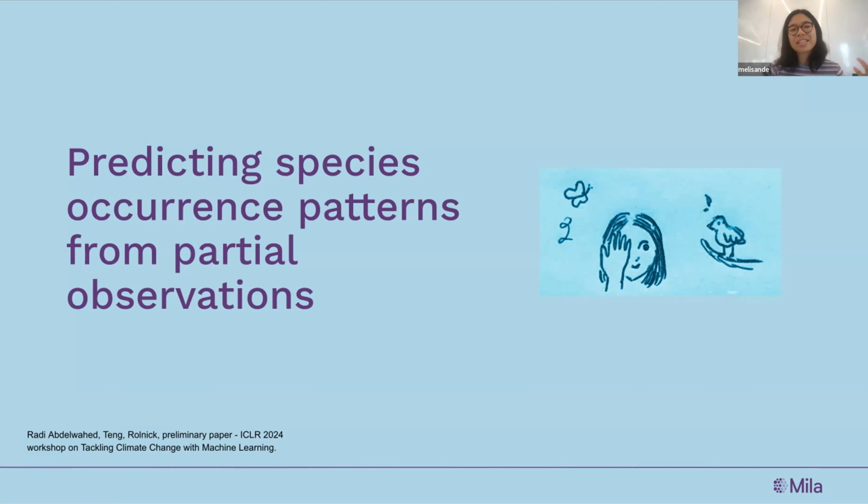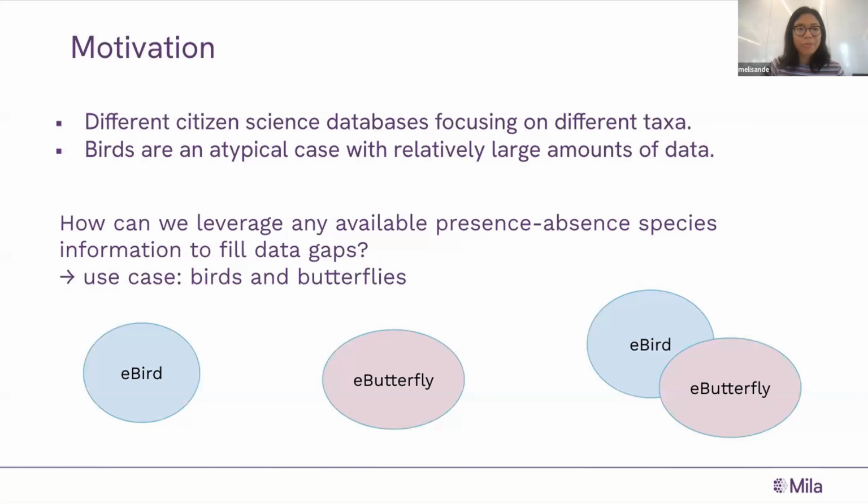So we looked at this problem of predicting species occurrence patterns from partial observations, motivated by the fact that we were using citizen science data with eBird, and then we tried to think, okay, how would we go about extending this framework to other citizen science databases? And then we realized, a lot of citizen science databases focus on different taxa, but they don't have nearly as much data as eBird does, because people love birds and they're just very charismatic. So you just have more data for birds than for other species on Earth.